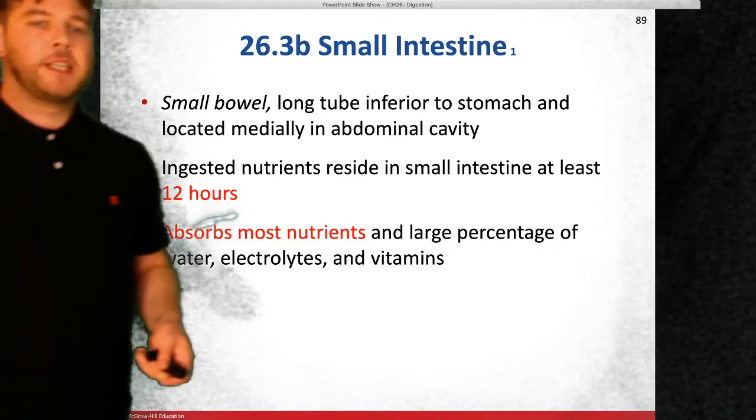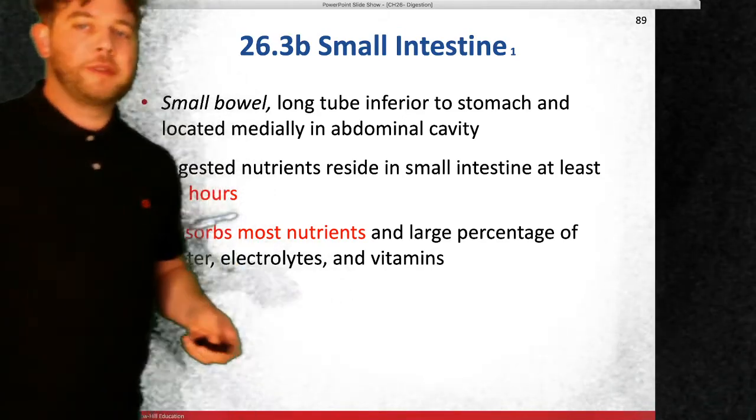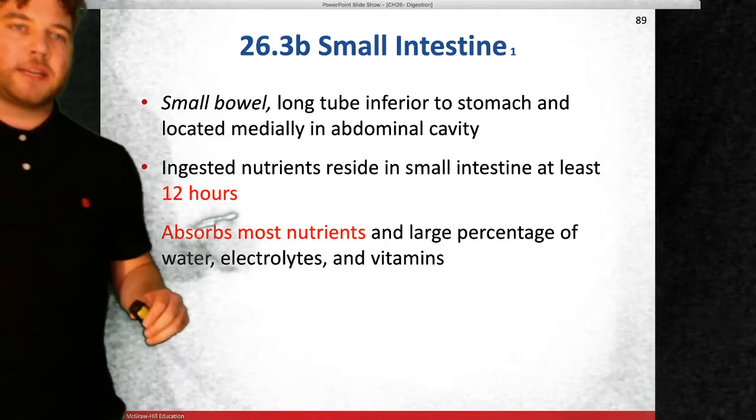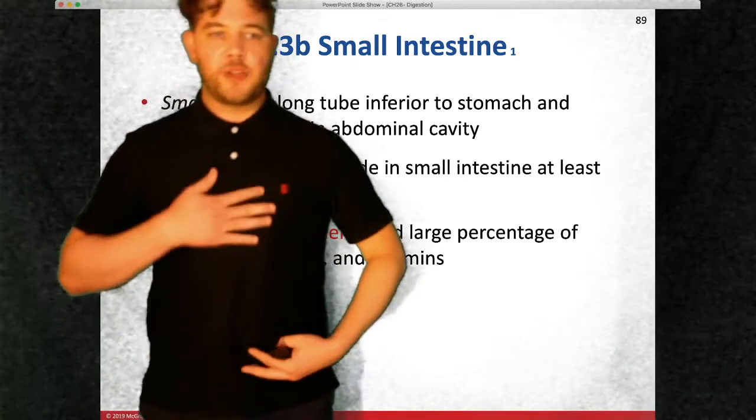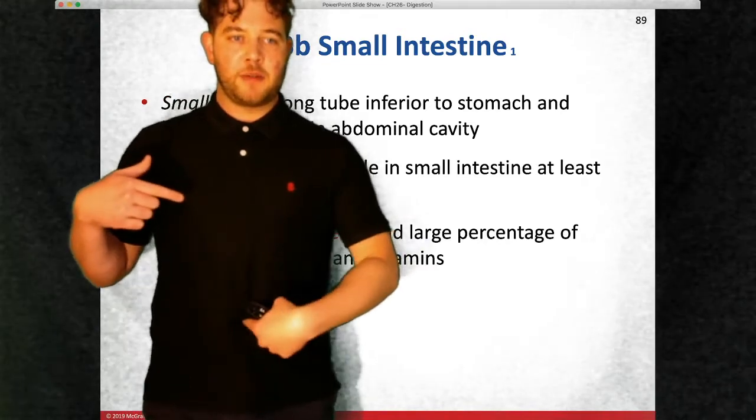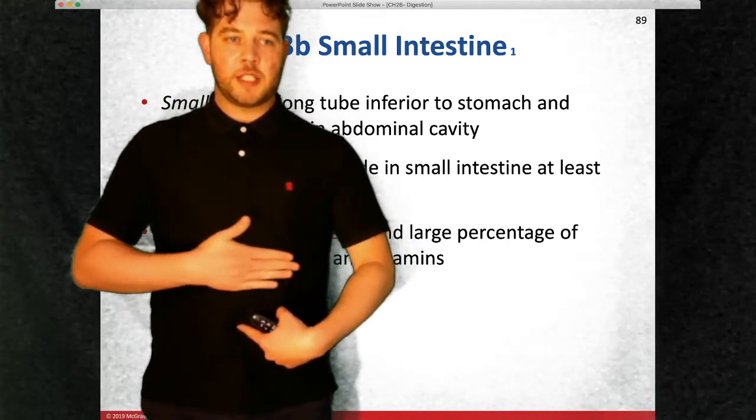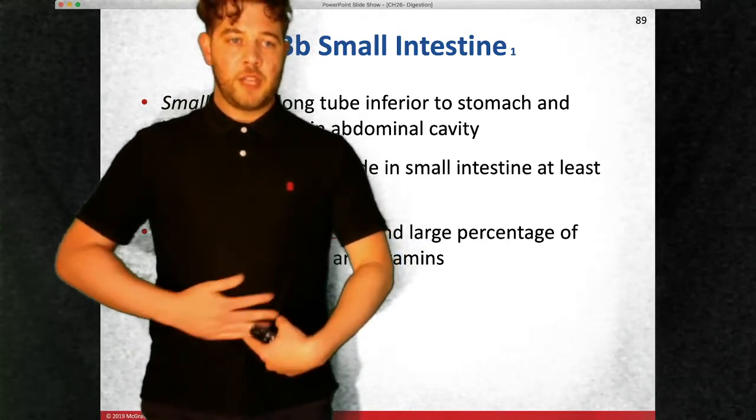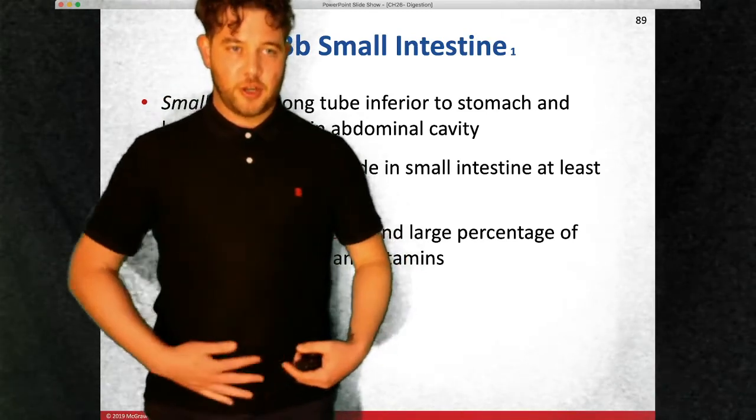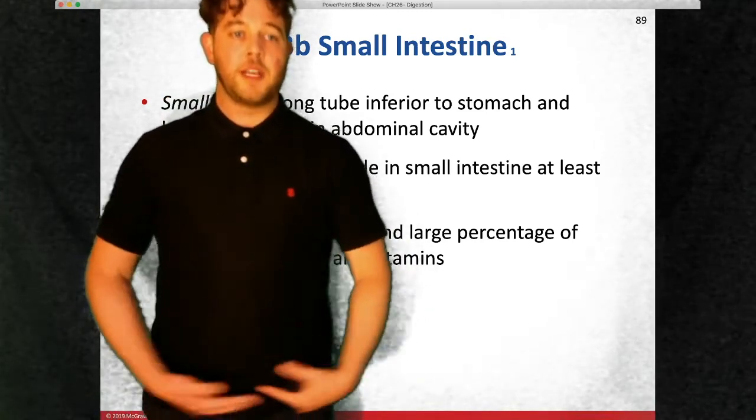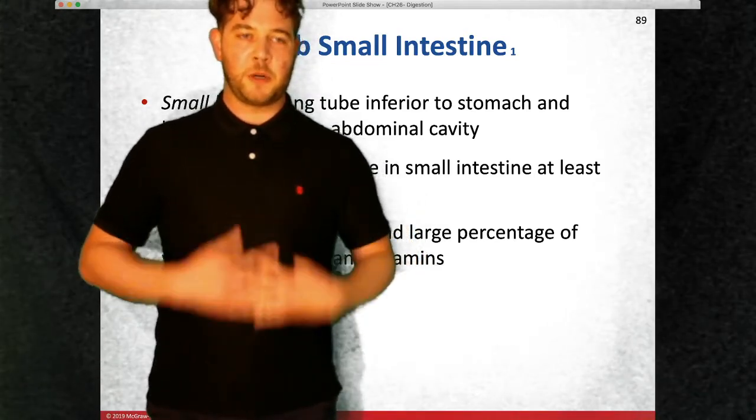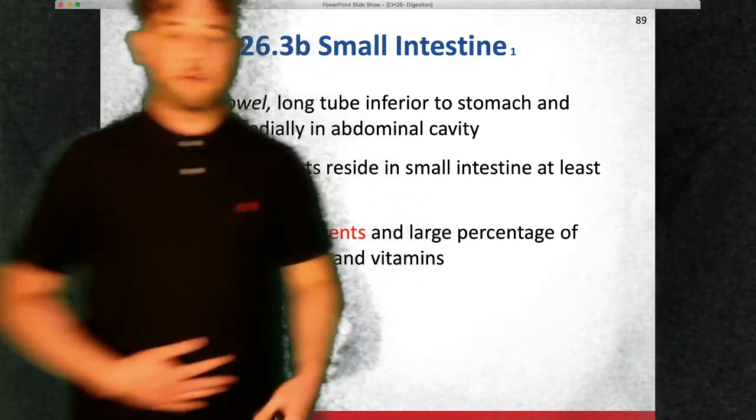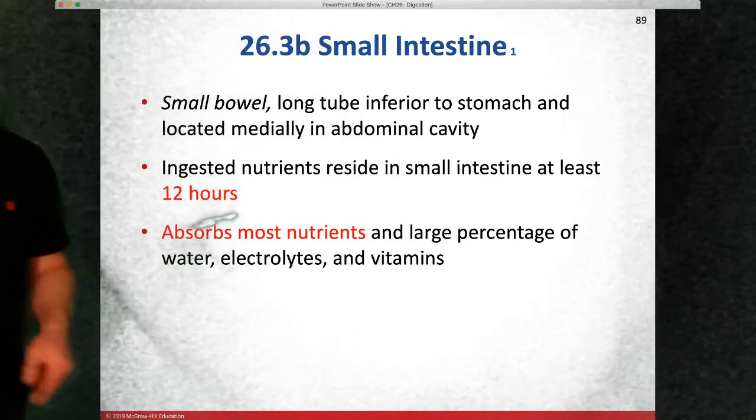Your small intestine. It's your small bowel, a long tube inferior to the stomach, and located medially in the abdominal cavity. So right in the middle of the abdominal cavity. By the way, just when you're looking, here's my belly button right here. Your stomach is going to be about here, and then you're going to have your small intestines, and your large intestines are going to surround. But it goes down deep. When people think about their intestines, they sometimes hold them up here, but it's lower down. It's right behind your umbilicus.